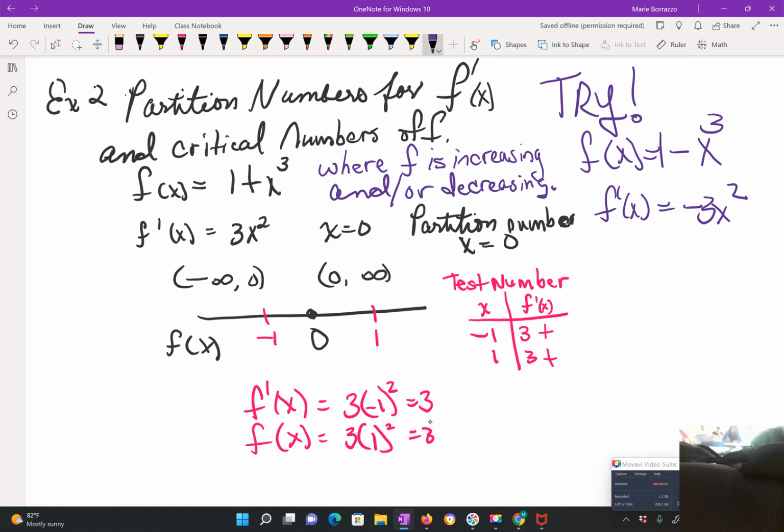Is there any partition where you think this original equation would not be decreasing? By the behavior of the original f of x? No. I think this is decreasing on all areas. So it's decreasing on both sides of the partition. So let's talk about this for a minute.